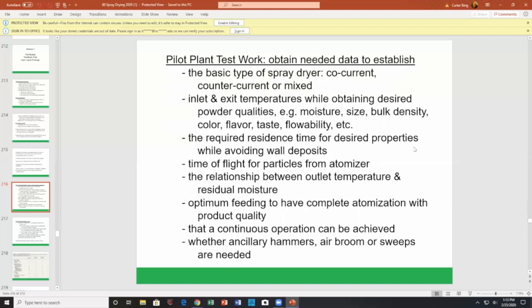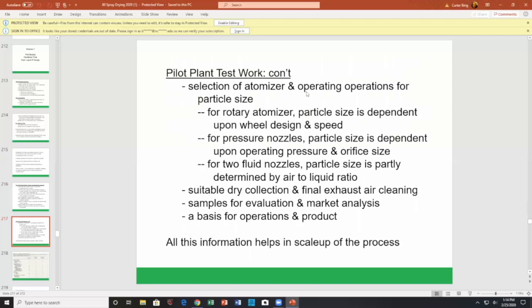Required residence times for design properties while avoiding wall buildup, time of flight for particles from an atomizer. That's our friend Lefebvre's book, a whole chapter on calculation of time of flight. When you get finished with all sorts of calculations, you've got to sit there and ask, is this reasonable? Is it plausible? The relationship between outlet temperature and residual moisture. Optimum feeding to have complete atomization with product quality. Continuous operation can be achieved. Ancillary hammers, air brooms, and sweeps. So, selection of atomizer, operating conditions: rotary, pressure, two fluid.